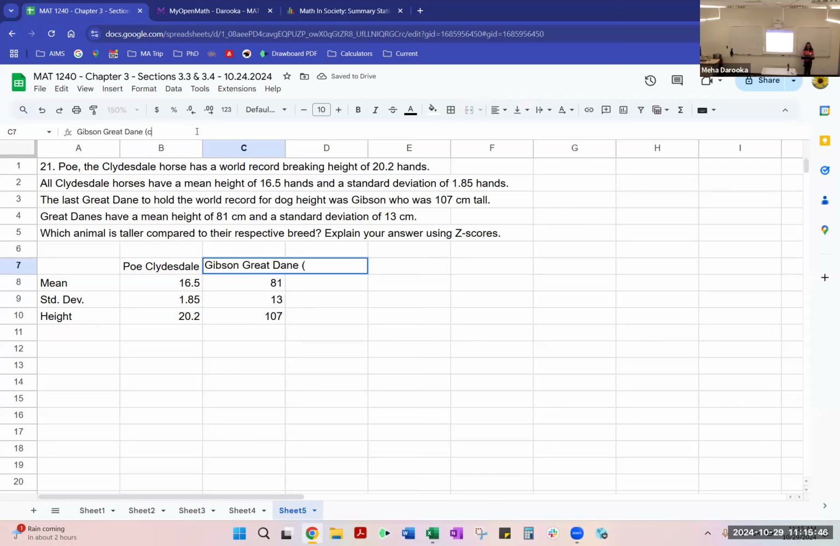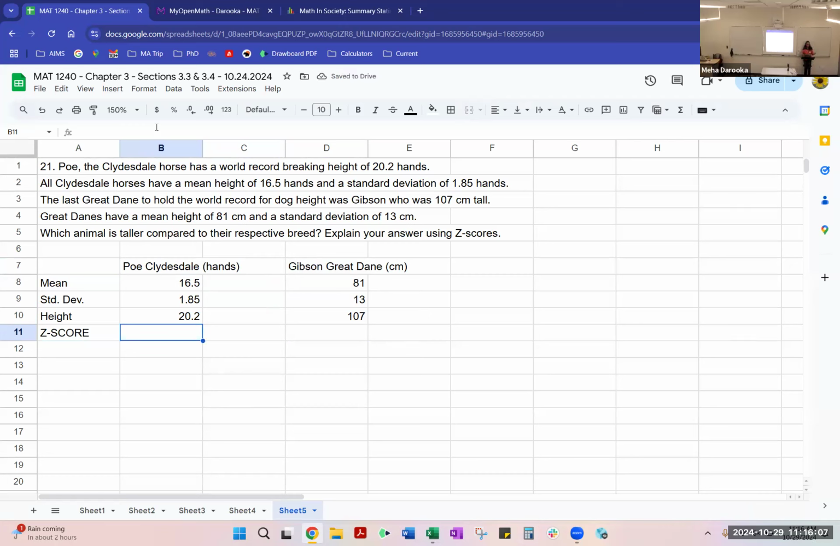All right, so this is measured in centimeters. And Clydesdale horses was in terms of hands. They don't have that many hands. They don't. Do they have any hands? They are hands, yeah, kind of.